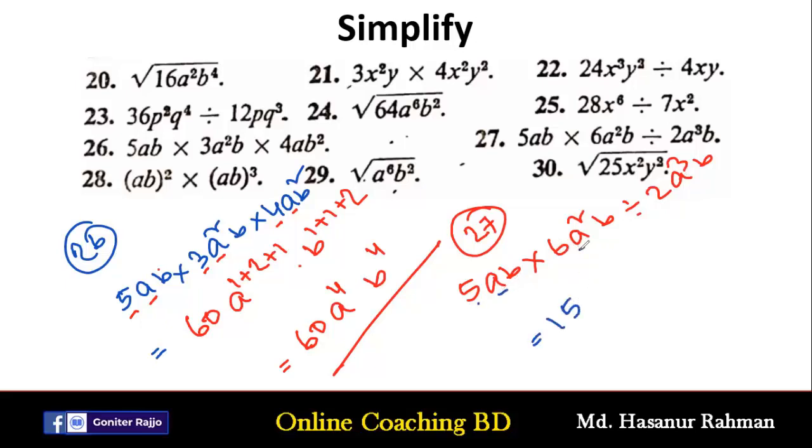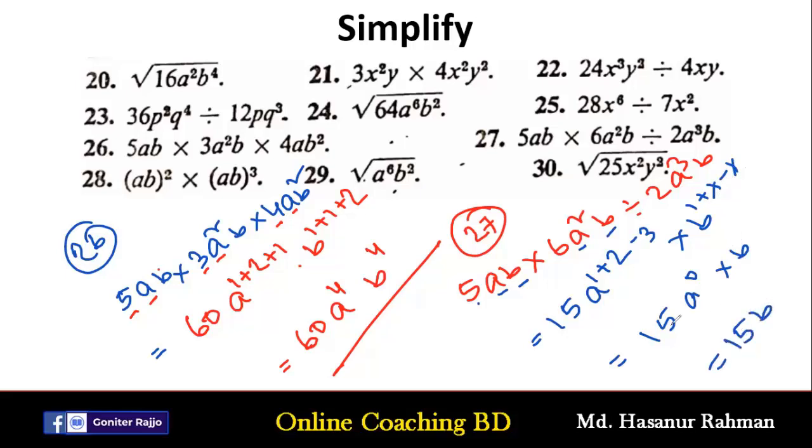And a squared and a, both in multiplication position, so we have to add 1 plus 2. And there is a 3 here, so minus 3, multiplied by b to the power 1 plus 1, and here is a minus 1. So 15 a to the power 0, because 1 plus 2 is 3, and 3 minus 3 is 0, into b to the power 1, and 1 will be gone, so b to the power 1. So the answer will be 15b, and that is the answer of number 27.